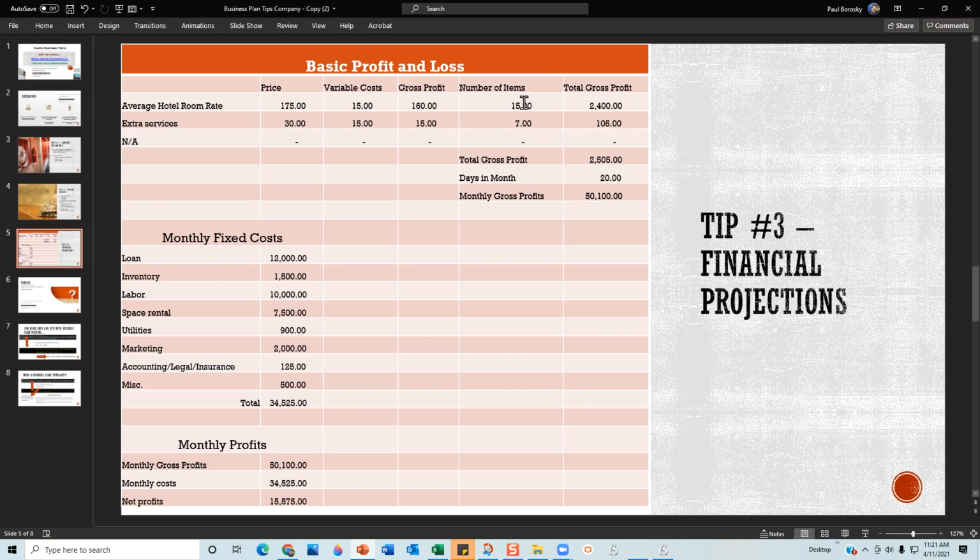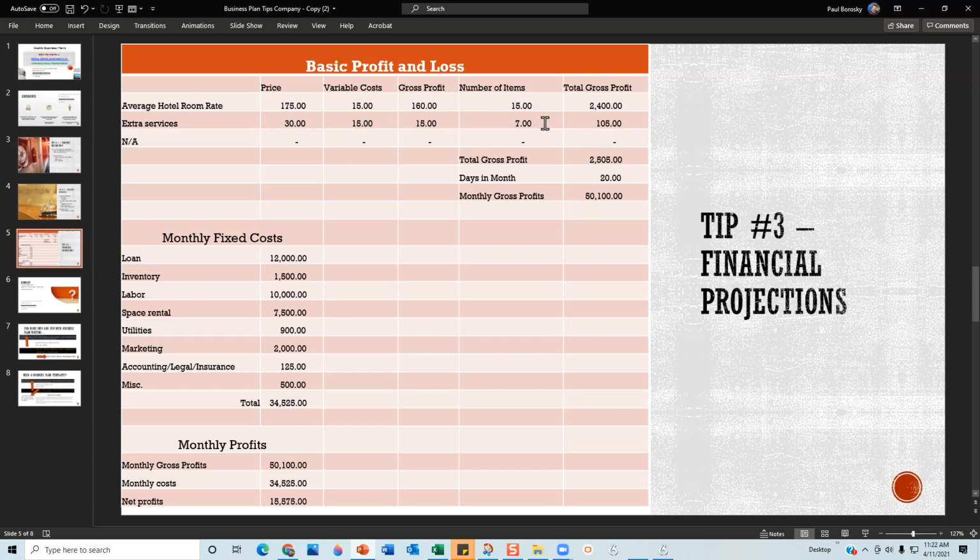The next thing you're going to do is identify how many rooms you think you can average rented out a night. For this particular example, I'm going to say that we're going to be able to do occupancy of 50%. This is a 30-room hotel/motel. And so 50% of the 30 is going to give us 15. Once we get to 15, on an average, we're going to multiply that 15 by the 160, which is going to give us a total gross profit of $2,400.